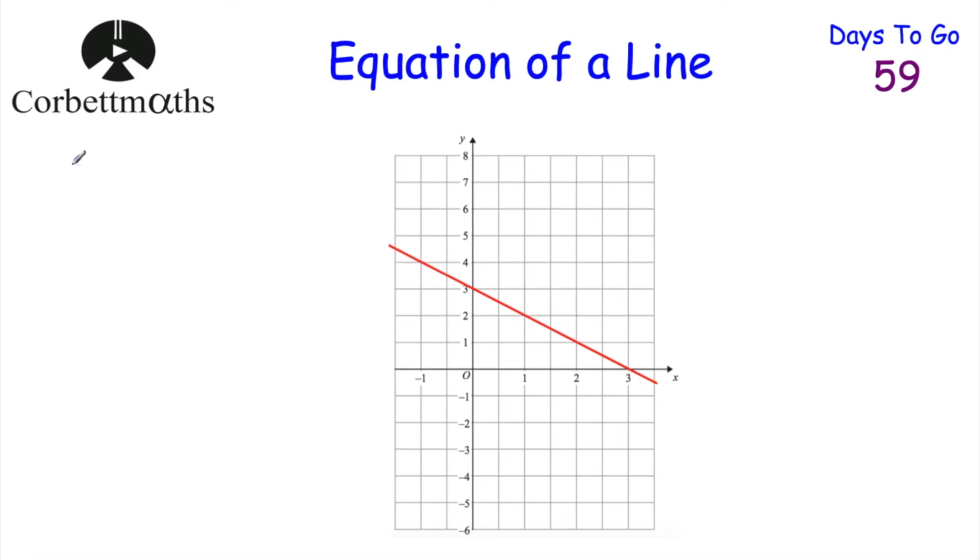Okay, so in terms of this line, this equation would be y equals mx plus c. We need to find its gradient and the y-intercept. So let's find its gradient. The gradient is equal to the rise divided by the run.